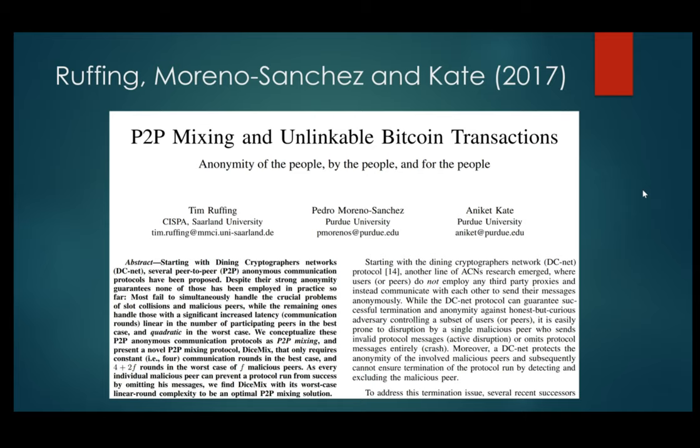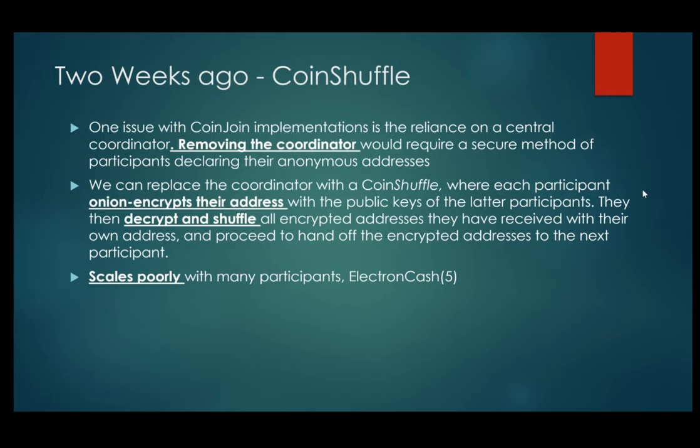Two weeks ago we talked about CoinShuffle, which was the predecessor to CoinShuffle +++. CoinShuffle dealt with the issue of removing the coordinator, doing fully decentralized coin joins. But the way CoinShuffle did it was they would shuffle addresses by onion encrypting them and essentially mixing the encrypted addresses as they passed across all the peers. As they passed across peers, they would be decrypted and then further shuffled.